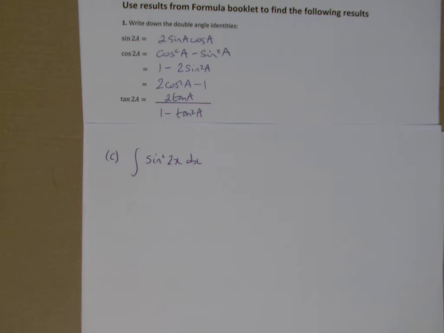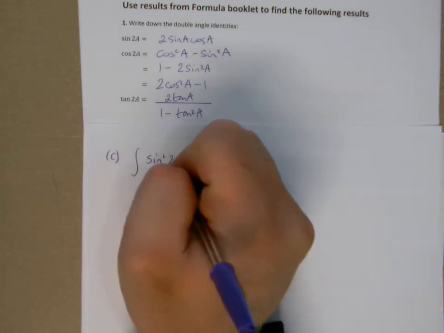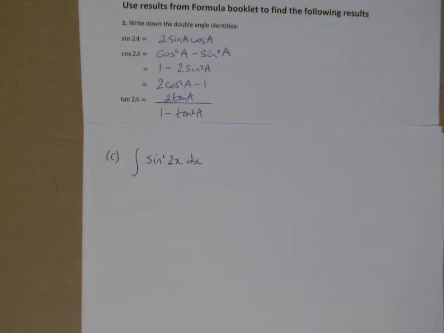Okay, so if we were asked to integrate sine squared of 2x, which can come up in the exam, we need to be slightly clever in our approach. Remember, if you've got to integrate sine squared or cos squared, you've got to use the double angles. The fact that it's 2x doesn't really make much of a difference. We're just going to make a slight adjustment at the end.